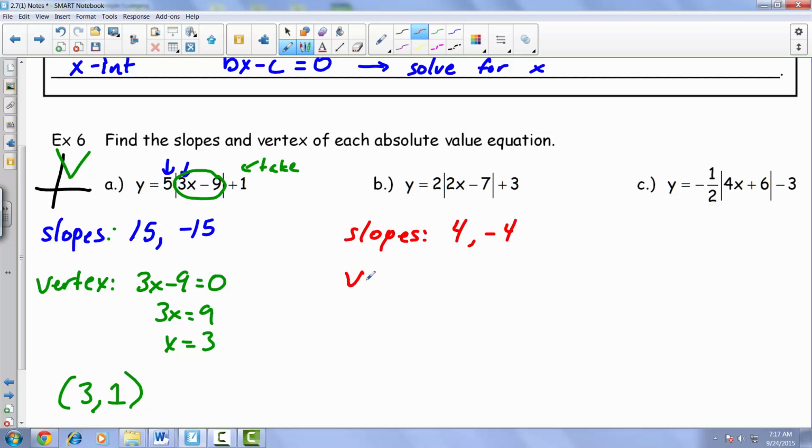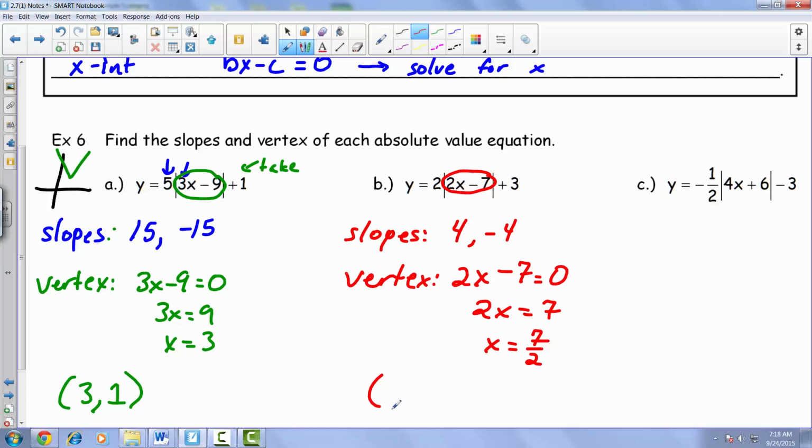Now trying to figure out the vertex. Again, the x variable is the only one that really requires a lot of work. But you're just taking this piece inside the absolute value, setting it equal to 0. So 2x minus 7 is equal to 0. Solve for x. We'd end up with 2x is equal to 7. Divide both sides by 2. Looks like x comes out to be 7 halves. So our vertex is going to be 7 halves, comma, we just take this one as it is for our y variable. So that would be 3.